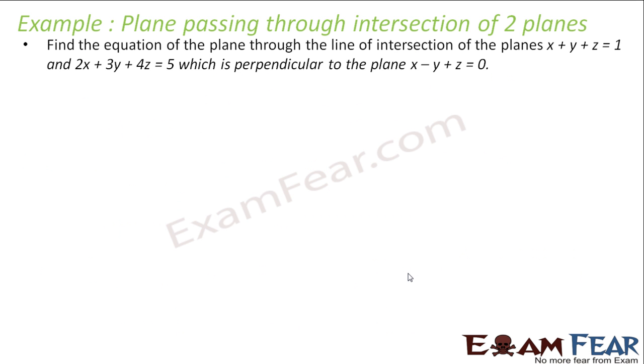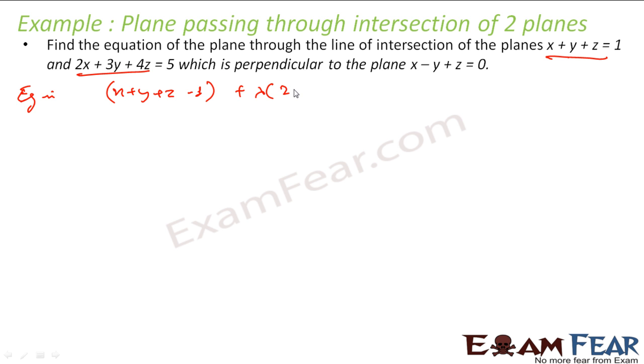Let's take one more example of the plane passing through the intersection of two planes. This is a little different. Here it says that you have to find the equation of the plane that is the intersection of this and this, and perpendicular to this. So first thing we'll do, this equation is nothing but this plus lambda into this, that is we get x plus y plus z minus 1 plus lambda into this guy 2x plus 3y plus 4z minus 5 is equal to 0. This is my equation of the plane. But I have to find the value of lambda. To find the value of lambda, you have to use this equation. This equation says this plane is perpendicular to this plane.